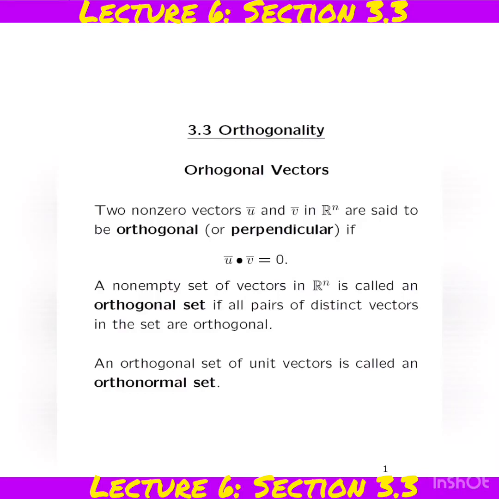Okay, so section 3.3 deals with orthogonality. When are two vectors orthogonal? When the angle between them is 90 degrees.